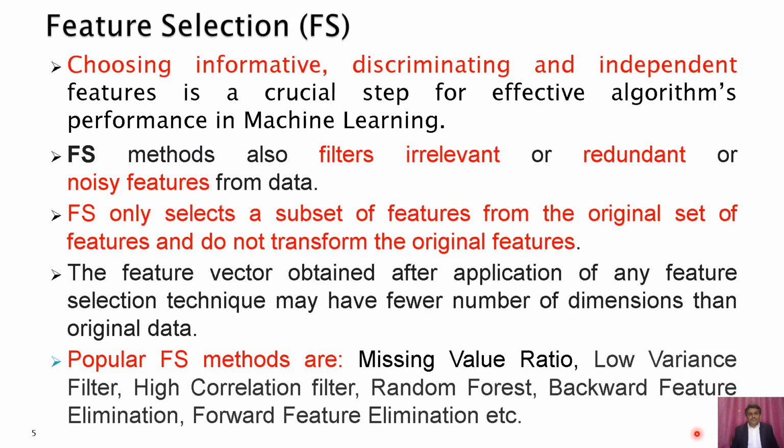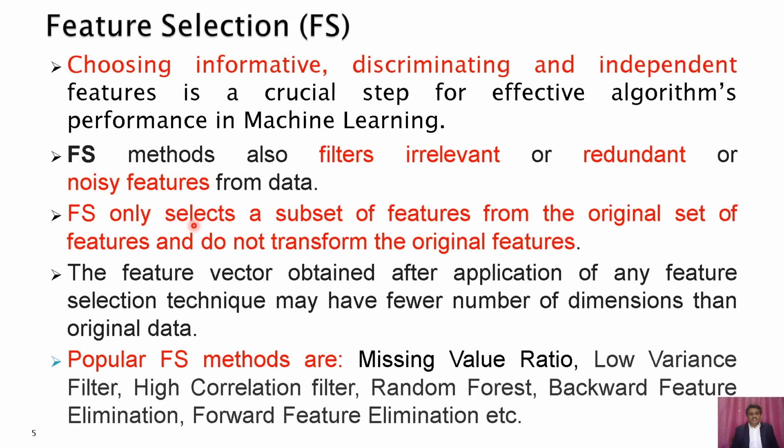In my earlier video on feature selection and dimensionality reduction, I provided an overview of what is feature selection. So this slide shows what is feature selection. Choosing informative, discriminating, and independent features is a crucial step for effective algorithm performance in machine learning and pattern recognition. Feature selection methods also filter irrelevant, redundant or noisy features from data.